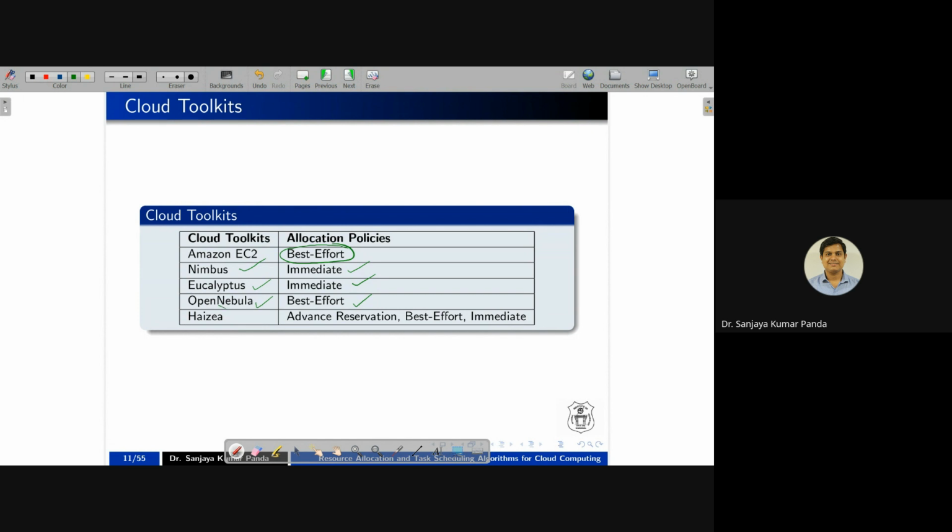But when you go for Haizea, the open resource manager, as a part of research, we are using Haizea. It is easy to install. The manual is also given to you. If you need it, I'll share this manual in our shared folder, so you can see the manual. And if you have an Ubuntu system, you can do it. Haizea provides the allocation policy in AR mode, best effort mode, and immediate.